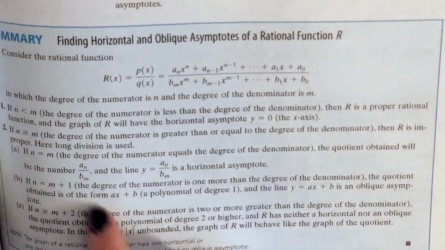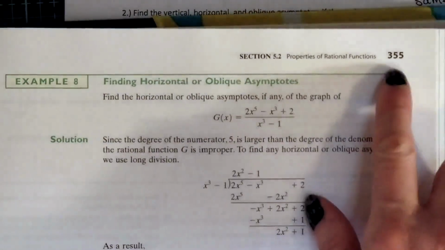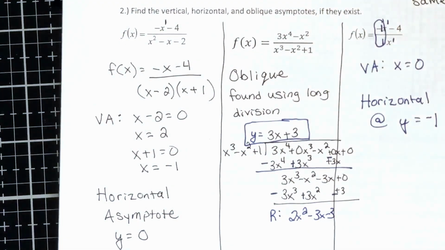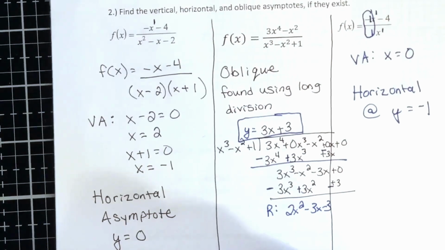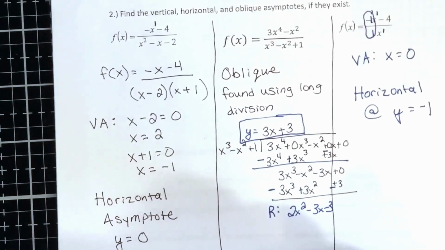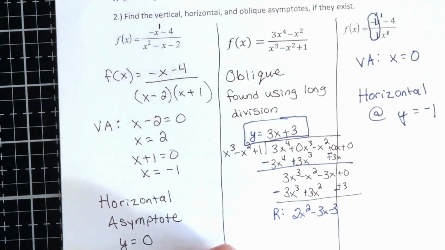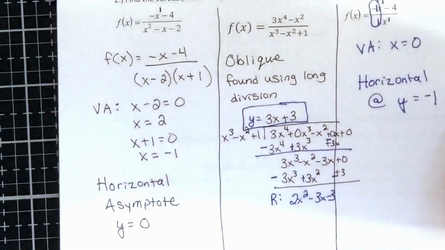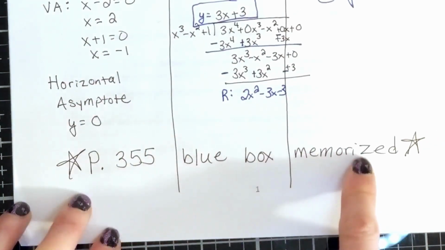You need to memorize this box, and that box is in the 5th edition of the book, page 355. So make sure you memorize that box. If you don't know that box, you will not do well on this test. There are several questions on the test that you have to have this memorized, and if you don't, you will not do well. So trust me, there is probably at least 5 questions that deal with that box. So page 355, blue box, you have to have that memorized.